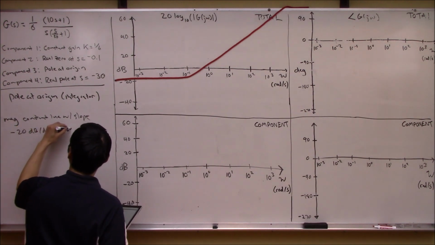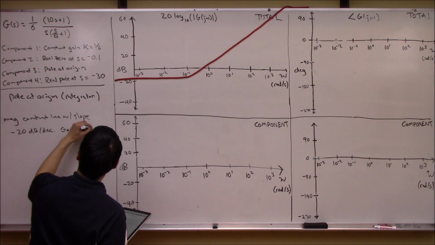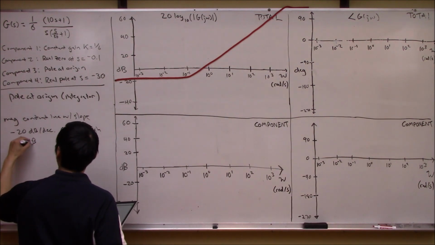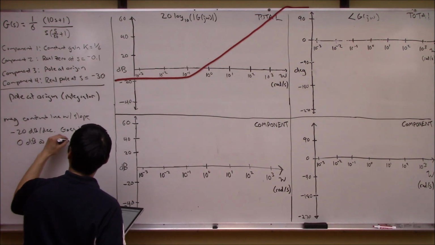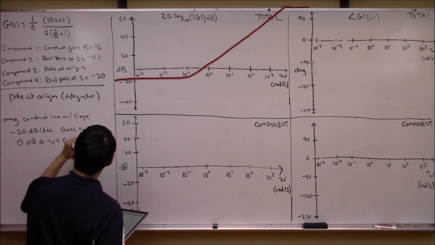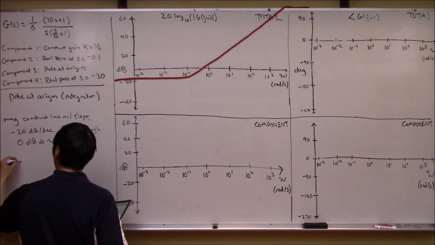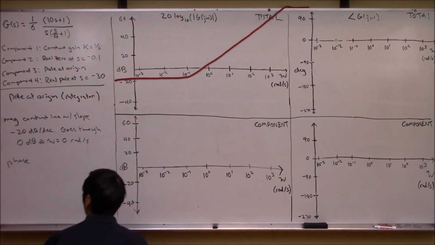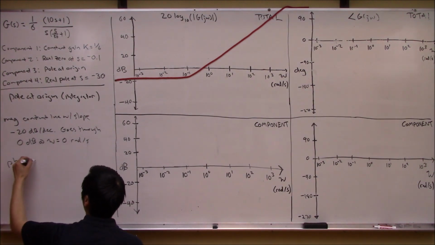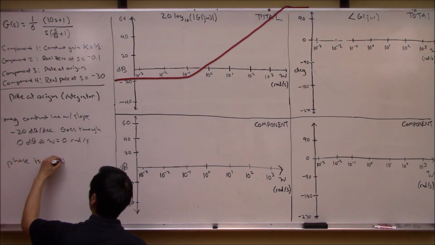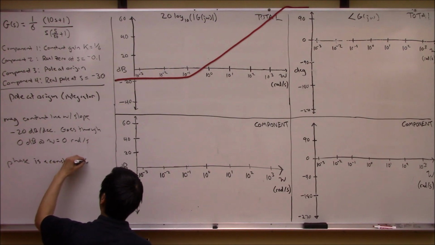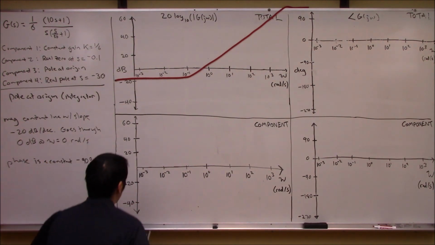And it goes through 0 dB at omega equal to 1 rad per second. And the phase was actually pretty simple for an integrator. Remember in our last discussion we said that the phase is a constant minus 90 degrees. So we can go ahead and draw that here.